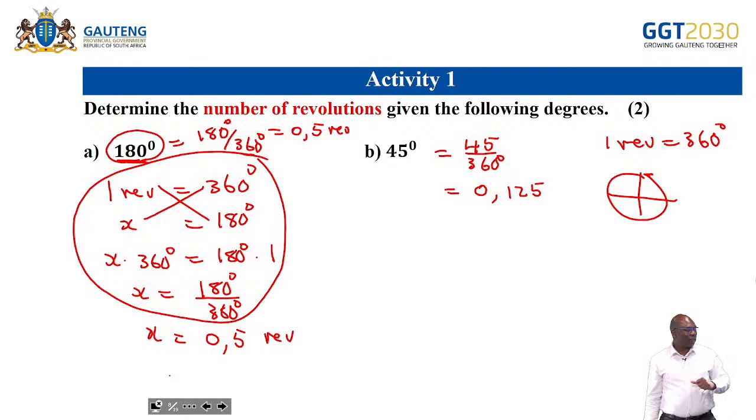Remember, this is so important. Conversions are also very important. I've dealt with conversions in the first lesson on circles, angles, and angular movement, and this is just a revision to check how we change the degrees to revolutions and revolutions to degrees. Okay.